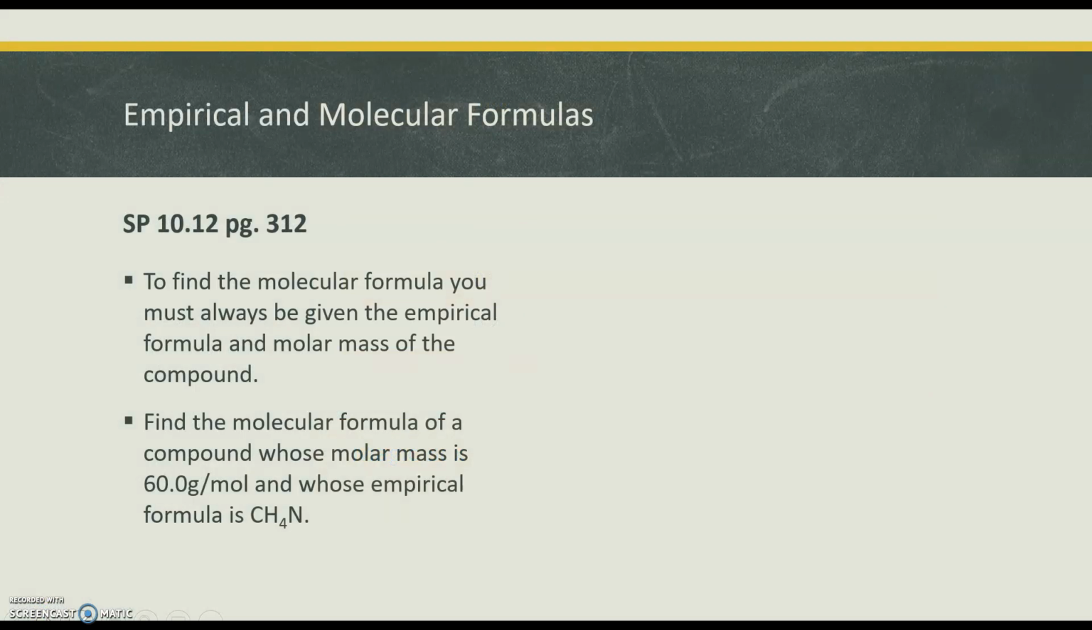Now, to find our molecular formula. In order to find the molecular formula, you must always be given the empirical formula, or a way to find it, and the molar mass of the compound you are finding. Our example here is to find the molecular formula of a compound whose molar mass is 60.0 grams per mole and whose empirical formula is CH4N.